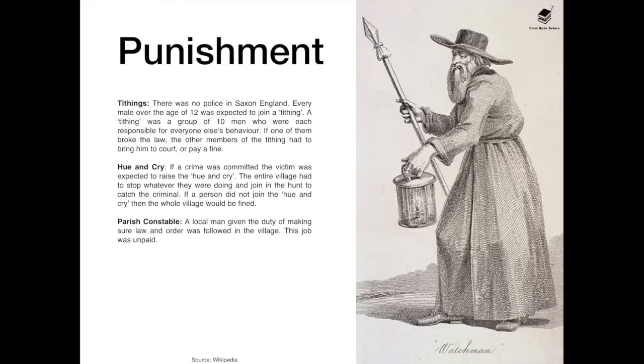If one of them broke the law, the other members of the tithing had to bring him to court or pay a fine. Hue and cry. If a crime was committed, the victim was expected to raise hue and cry. The entire village had to stop whatever they were doing and join in the hunt to catch the criminal. If a person did not join the hue and cry, then the whole village would be fined. Parish constable. A local man given the duty of making sure that law and order was followed in the village. This job was unpaid.